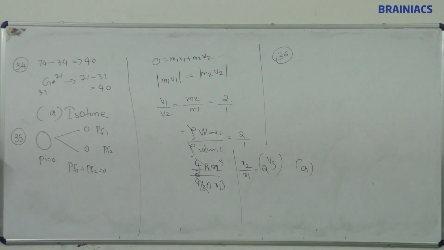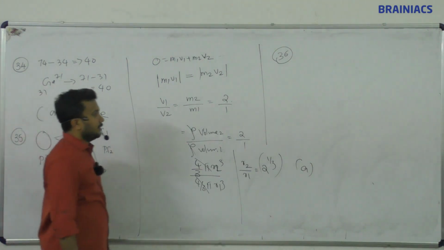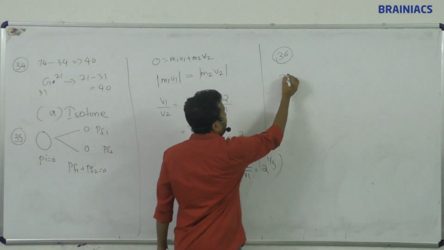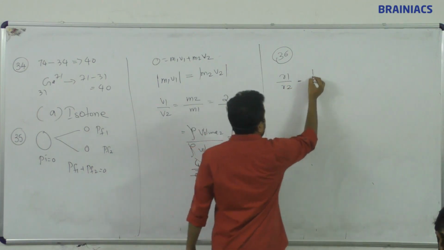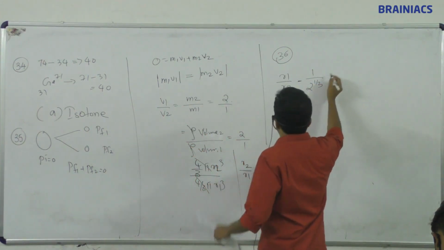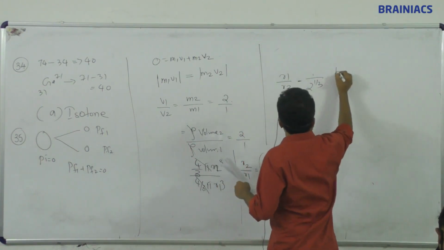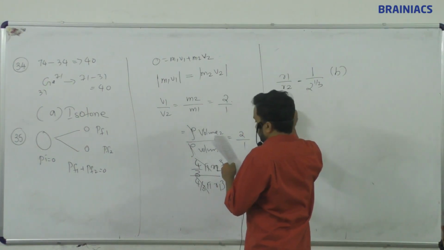Nucleus which have their velocities in the ratio. What will be the ratio of the nucleus radii, R1 by R2? V1 by V2 is given, so we have to find out R1 by R2. Then reverse: 1 by 2 raised to 1 by 3. So what is matching with that? Option B is the right answer. 36.